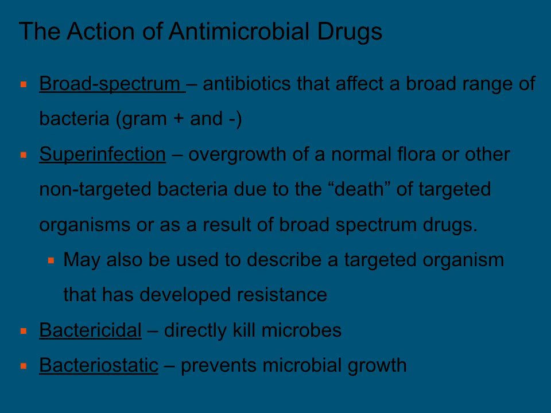All right, continuing on our slide here, we have what's known as a superinfection. Now, I included this here because even though we're talking about mechanisms of action, a superinfection is the result of the spectrum of the antibiotic that you may be giving. For example, normal flora will sometimes overgrow because they are not targeted. Or some bacteria that's not targeted may overgrow because of the death of another organism that was affected by the drug. So we get overgrowth of one organism, like Clostridium difficile, against normal flora that were destroyed.